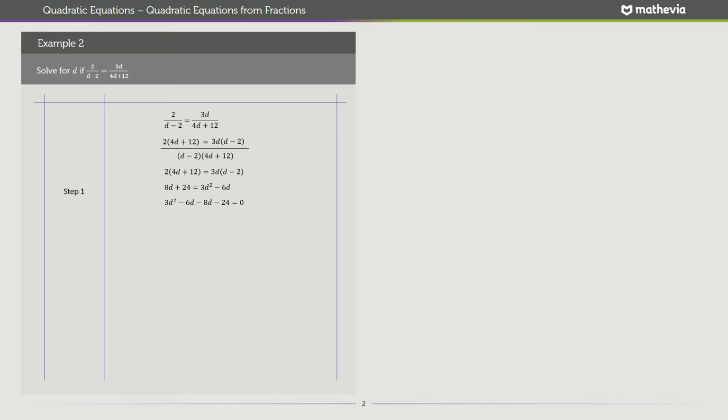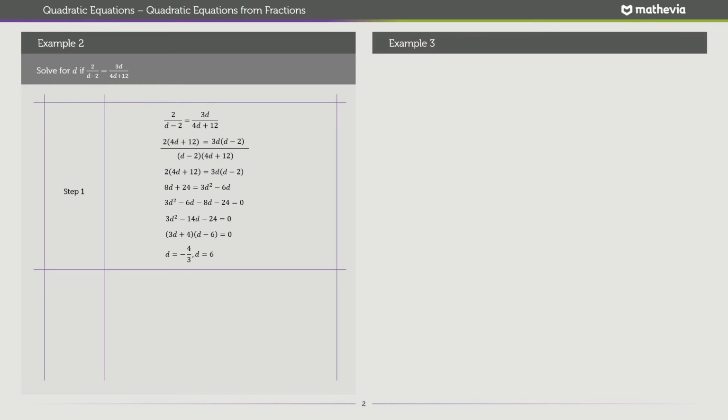The 3d there gives you 3d squared minus 6d. On the left, you have 8d plus 24. You bring it all together, and you should have the quadratic equation 3d squared minus 14d minus 24 equals 0. You solve that by method of factorization, and you should have 3d plus 4 and d minus 6 equals 0. And what you have in the end is d equals minus 4 over 3 and d equals 6. Simple, straightforward. I think we have one final example.